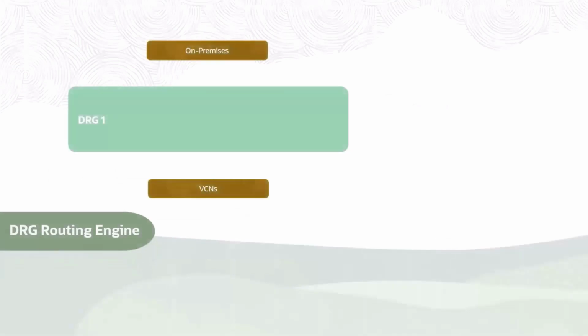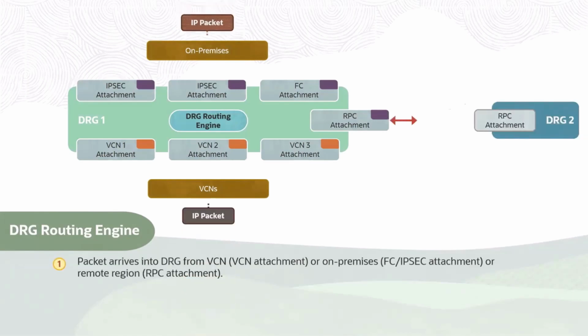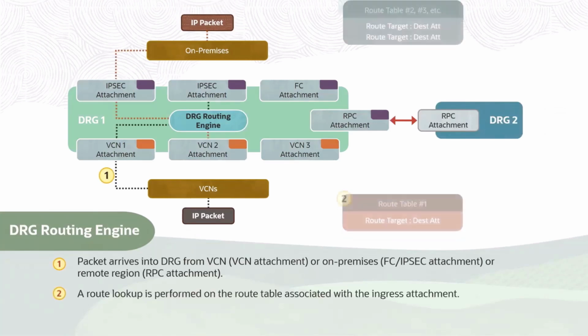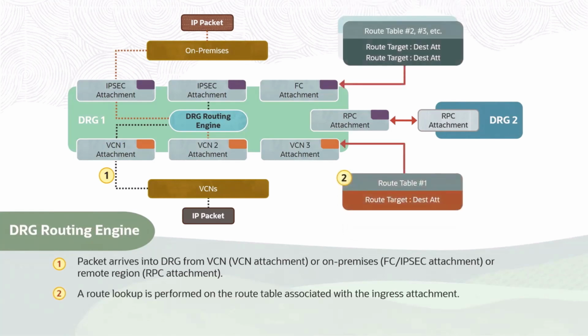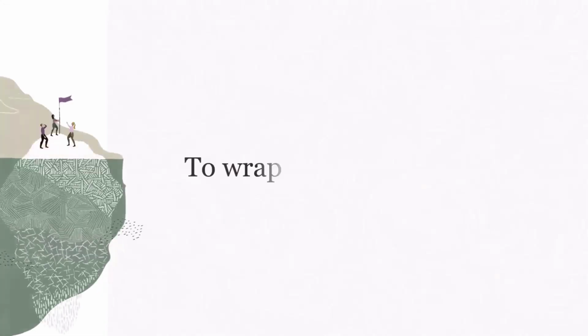So this is a quick visualization of how the DRG routing engine works. So first step is when the packet arrives into DRG from the different types of attachments. Then a route lookup is performed on the route table that is associated with the ingress attachment. Now, if it's a VCN, then the lookup is going to be performed in the route table associated with the VCN attachment. Ultimately, the packet is going to be forwarded by the DRG routing engine based on the next hop parameters in the route tables.